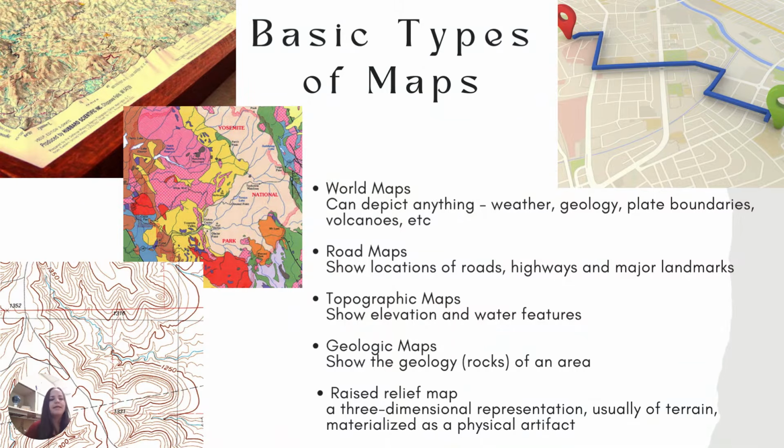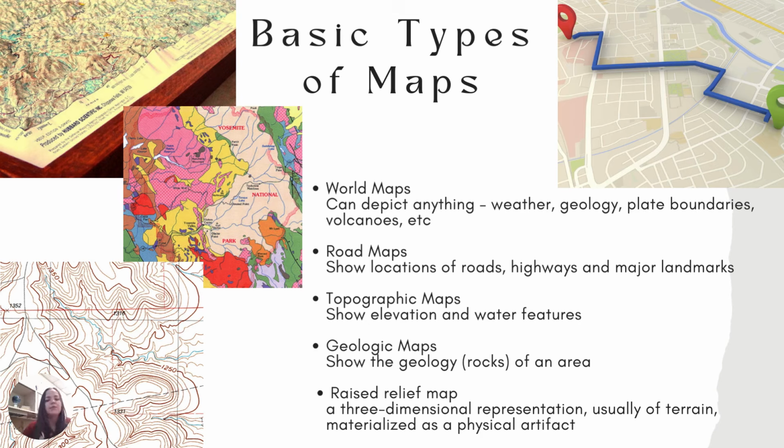All right, so there are basic types of maps. World maps are maps that you've probably used sometime in your educational journey, and they depict anything. So world maps are just a base of the world, and we can put anything on them that we like, whether that's weather, geology, plate tectonics, locations of volcanoes, locations of earthquakes, all of those sorts of things.